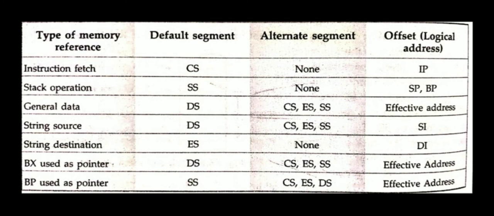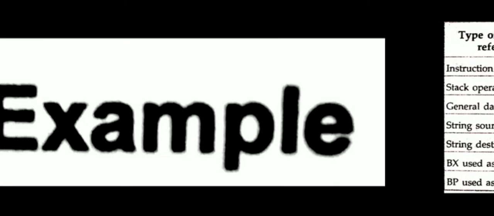And next is BX used as a pointer: default segment DS, alternate segment CS, ES, SS, and the logical address is the effective address. And the last one is BP used as a pointer: default segment SS, alternate segment CS, ES, DS, and the logical address is the effective address. The next is an example of the logic diagram.